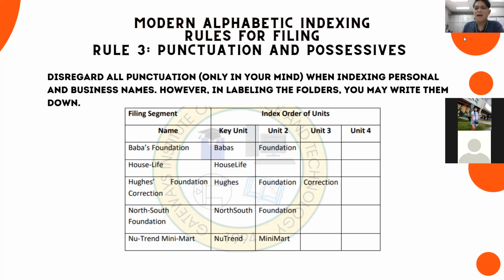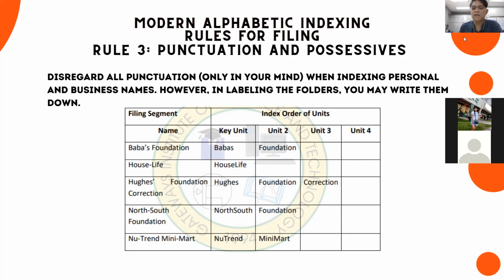Next, House-Life. You remove the dash, kasi ang dash is a kind of punctuation na pwedeng gamitin, pero one word lang naman talaga siya. Kagaya ng House-Life, tanggalin mo yung dash and then you put Houselife as a key unit. Next, Huge's Foundation Corporation. So tatanggalin mo yung apostrophe after the S, then you just simply write Huges.